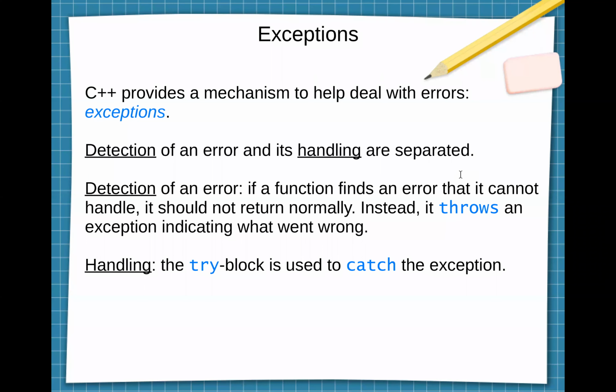So the detection of an error happens when our function finds an error that it cannot handle, and then it should not return normally. That's our understanding behind it. So what we do is throw an exception indicating that something went wrong. Now, we prefer to indicate exactly what went wrong. You remember when we were catching the exceptions, sometimes we were calling the function what, right? We will see it today. The what was reporting the error message that was provided at the moment when the exception was thrown.